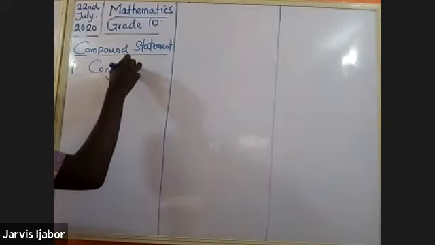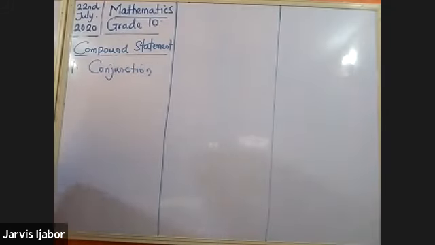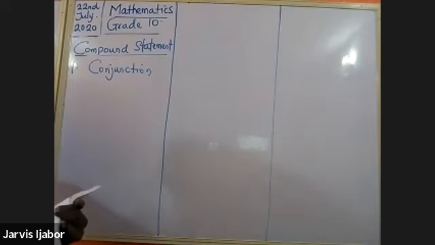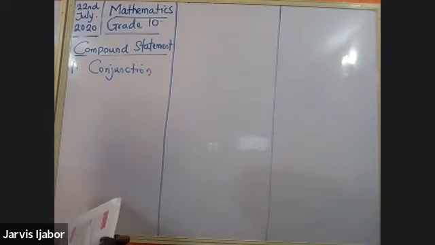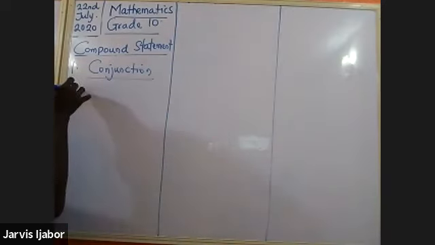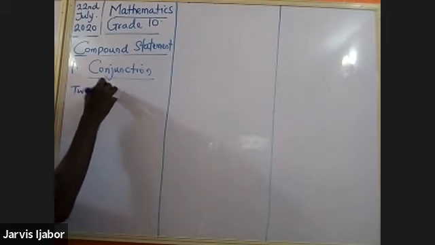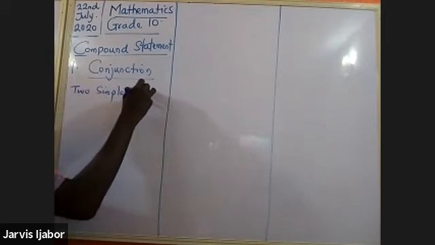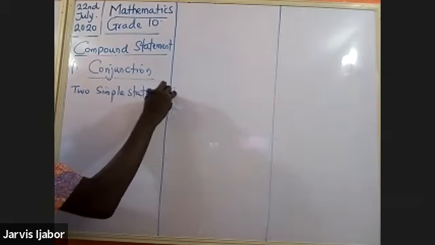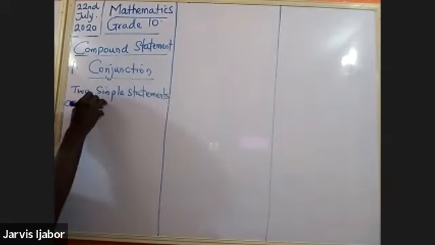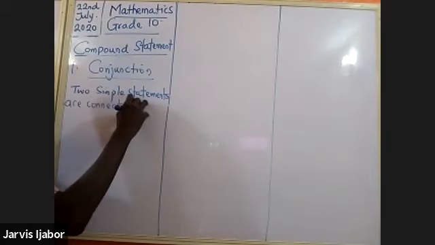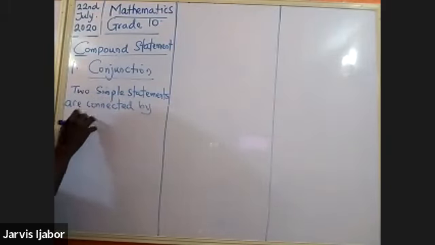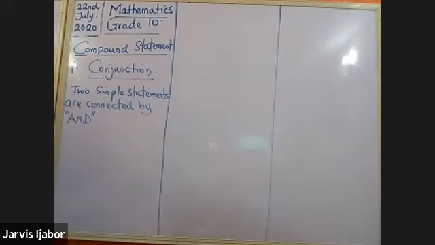Conjunction. Conjunction is statements that are connected by the word and. So two simple statements are joined by the word and. So in conjunction, two simple statements are connected by and.